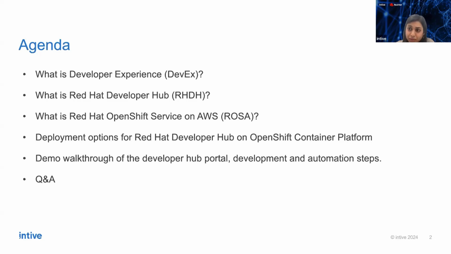In today's webinar, we have a good number of topics. We'll start with what is developer experience, also called DevEx or DX. What is Red Hat Developer Hub? What is Red Hat OpenShift Service on AWS, also called ROSA? The various deployment options for Red Hat Developer Hub on OpenShift container platform. We'll have a demo walkthrough of the Developer Hub portal with development and automation steps. And then we'll end with the Q&A session.